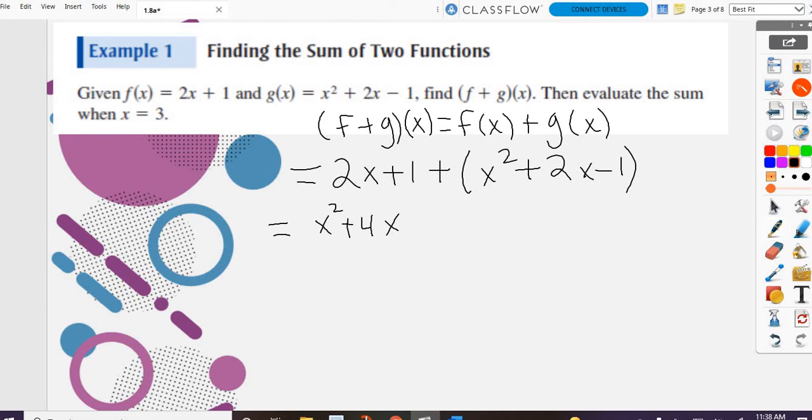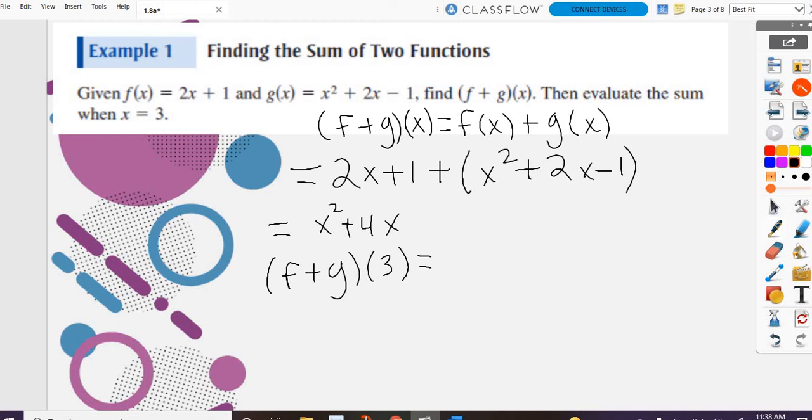And then it asks us to evaluate. So what does it mean by evaluate? What do I do with the 3? Plug it in. I'm going to plug it in for x.